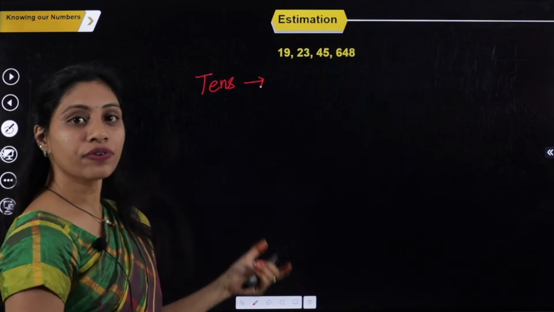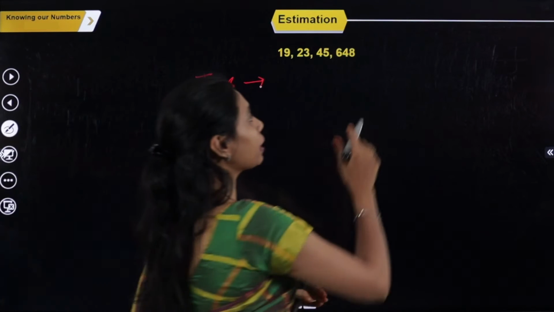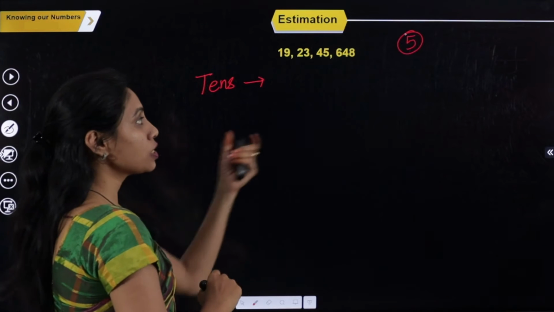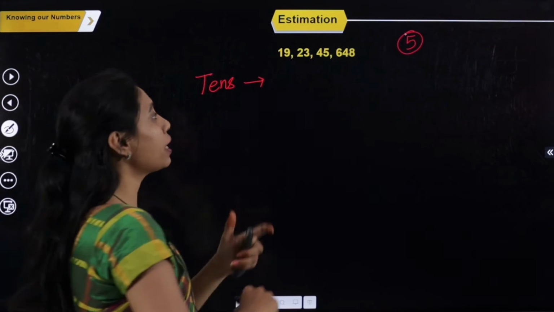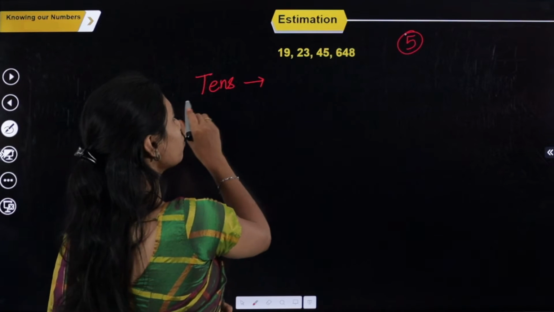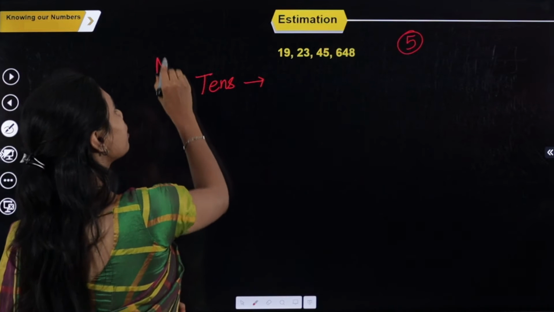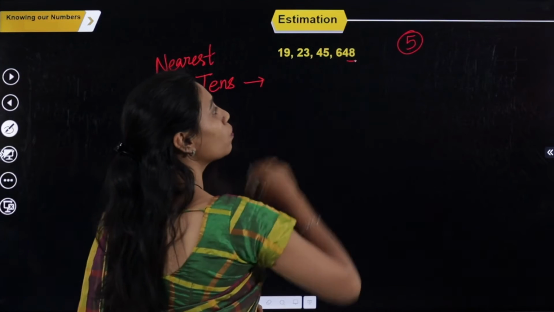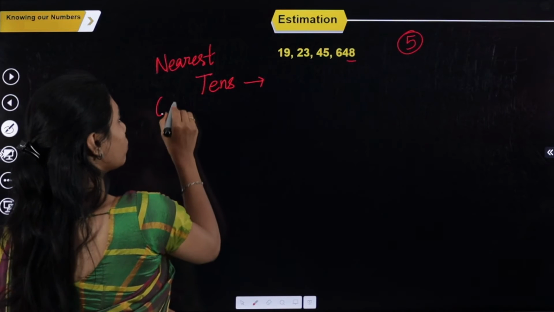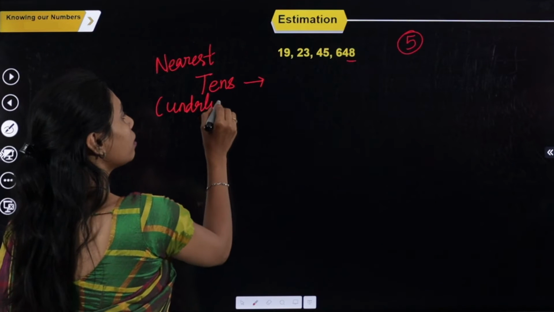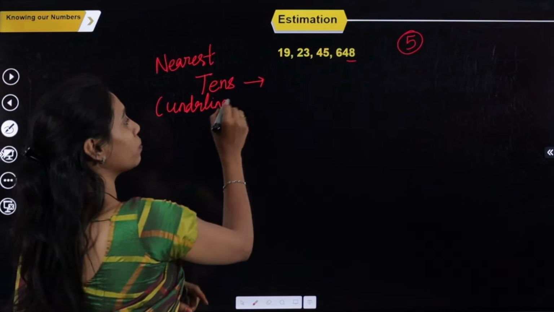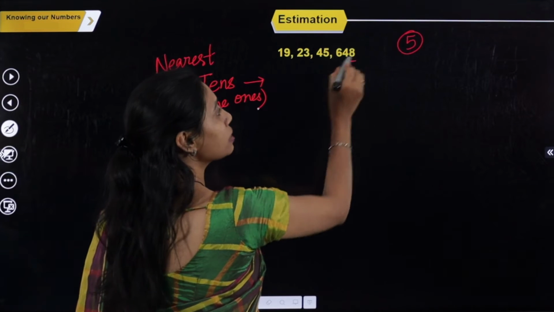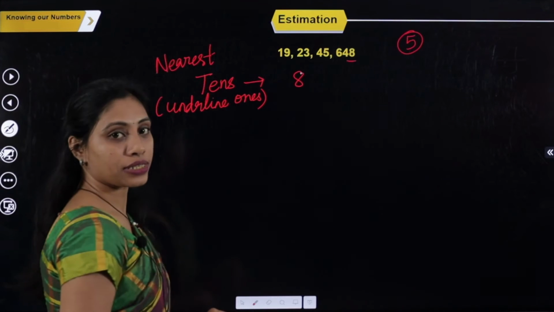Whenever we are doing estimation, we will be comparing the digit by 5. So I am taking an example, and with the help of the example I will explain it to you. Since we have to find the value nearest to 10, we have to underline the ones digit. So if it is tens, underline the place value before it, that is, underline ones. Now after underlining ones, here I have digit 8 in ones place.